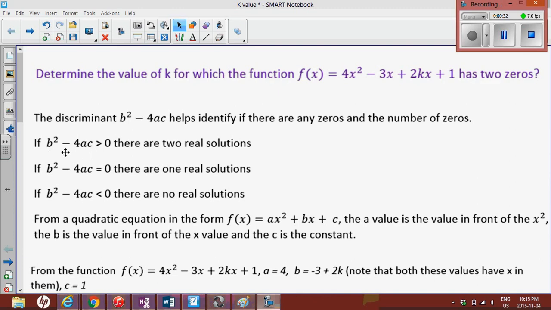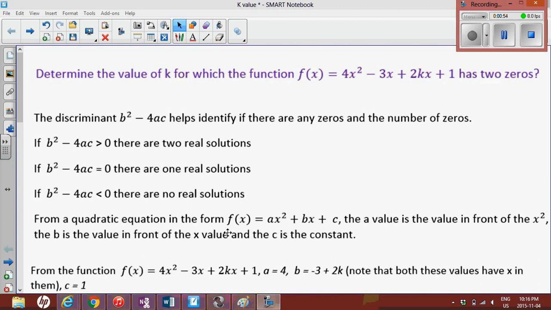We know that if b² - 4ac is greater than 0, there are two real solutions. If b² - 4ac equals 0, there is one real solution. And if b² - 4ac is less than 0, there are no real solutions. We are looking for this scenario here because we're looking for two real solutions.